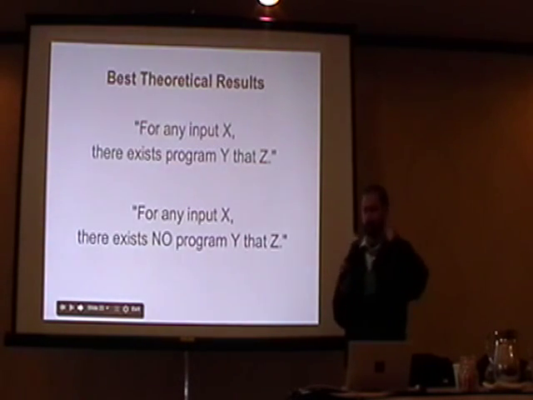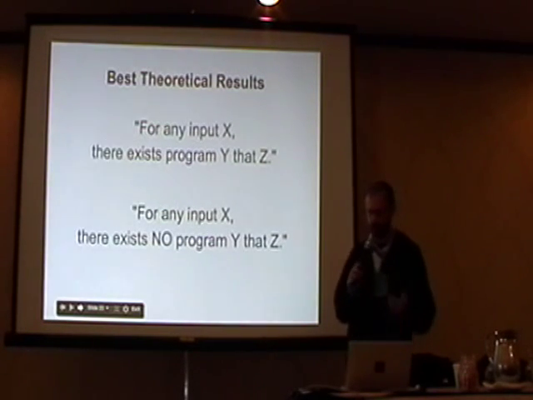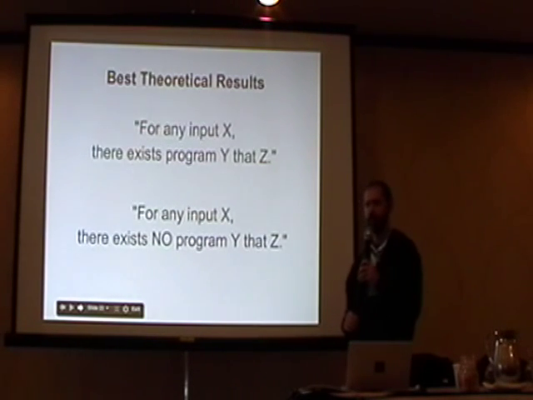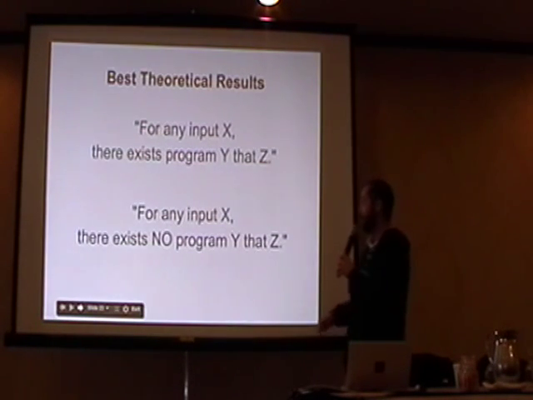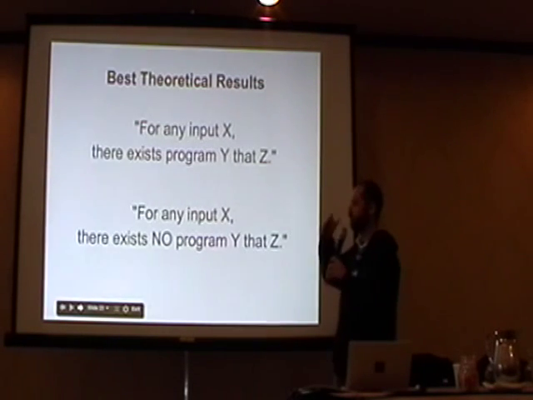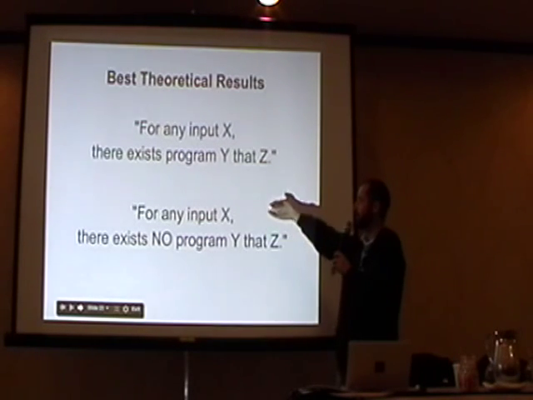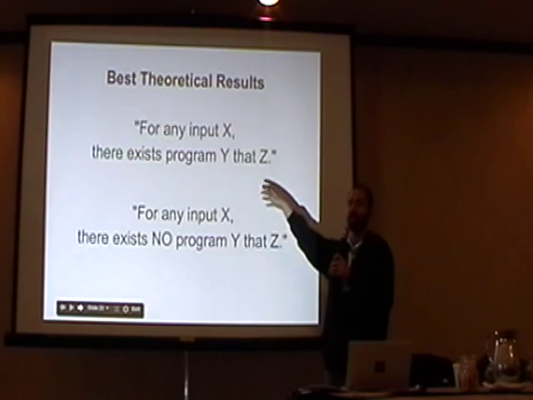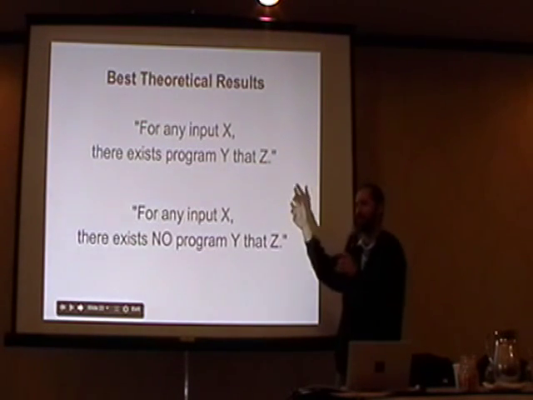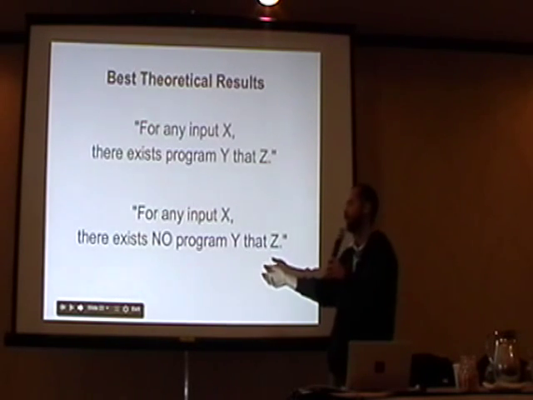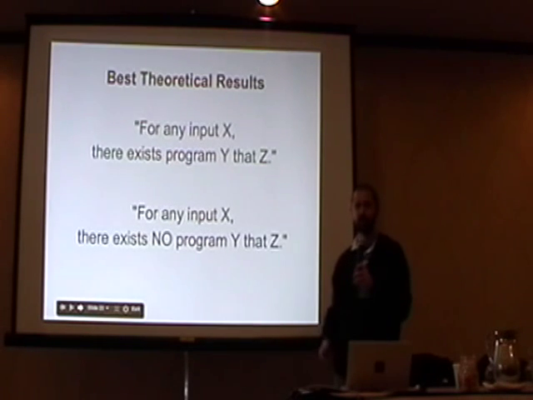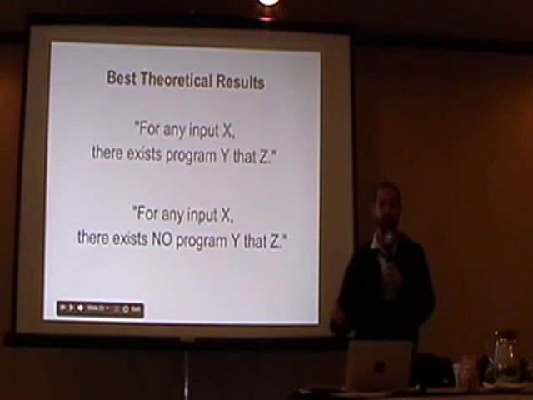So when you're talking to some people and they're like, no, first of all, grep is not static analysis, blah, blah, blah. They're kind of thinking in this context of theoretical results in academia, right? For any input X, these are what you want. Like you want to write a paper and be able to say, for any input X, there's a program Y that does Z. Awesome. Or for any input X, there's no program Y that does Z. That's how you publish papers, right?